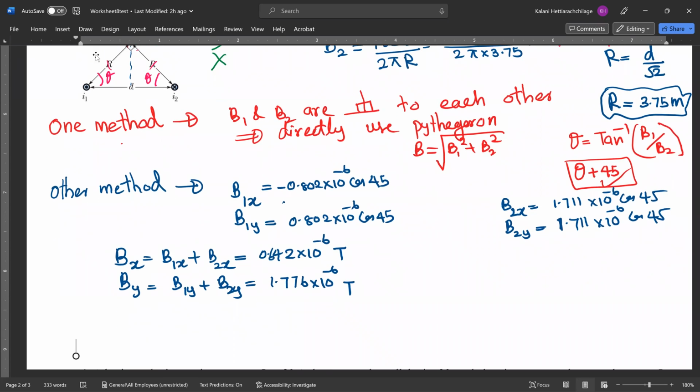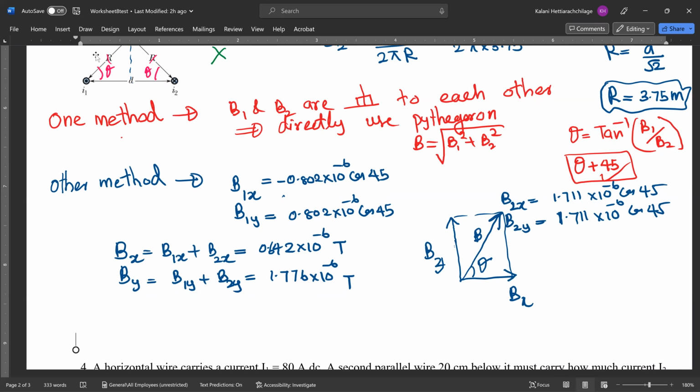So now, after you calculate Bx and By, it is better that you draw a cartoon of your diagram, right? So this is your Bx, this is your By, and definitely my By is greater. I know that this should be a little greater than the other one, so I'm going to extend it. Now if you complete the parallelogram, this will be your resultant, which we're going to calculate as B. This is the angle that we're going to find out.